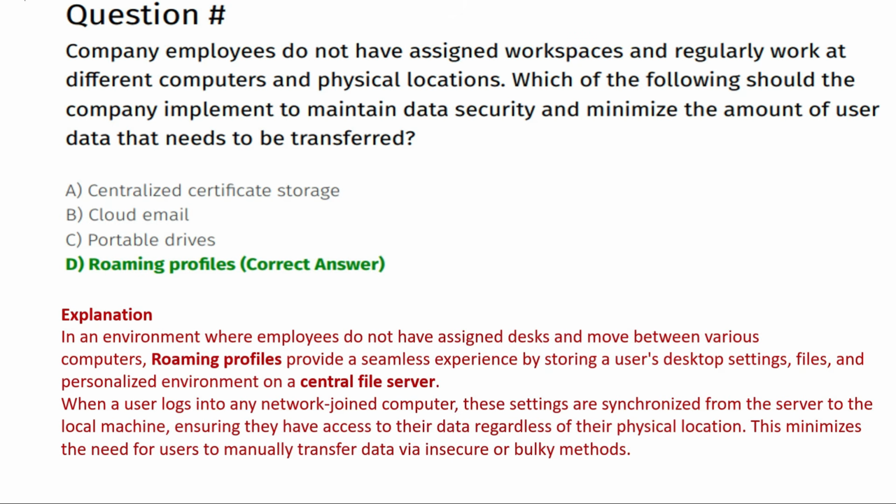Option A, centralized certificate storage. Option B, cloud email. Option C, portable drives. Option D, roaming profiles. And the correct answer for this question is option D, roaming profiles. So let's check the explanation.